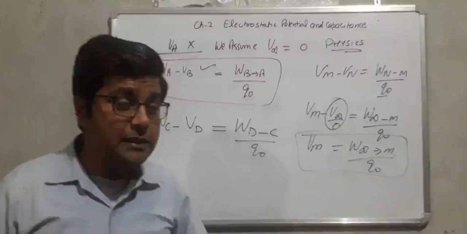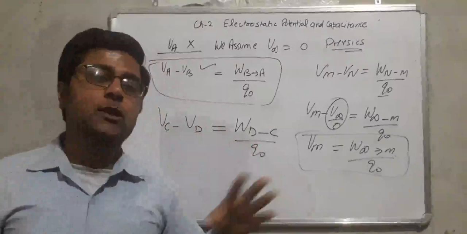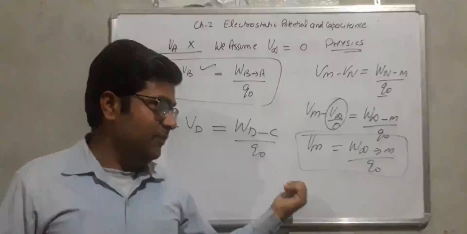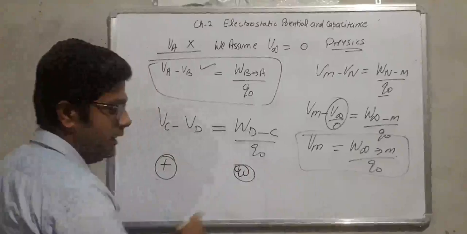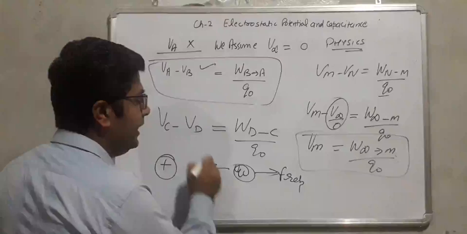Okay, so what does potential mean? It is the ability of the body to do some work in the opposite (vipreet) situation. Again I have come to the same diagram. This is our source charge, this is our test charge. The test charge experiences a repulsive force and we are applying an external force.